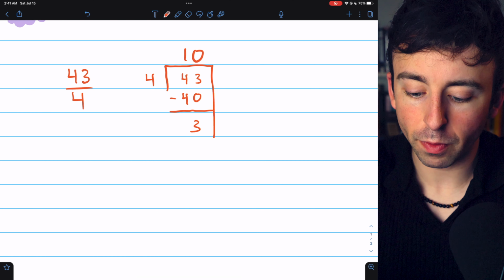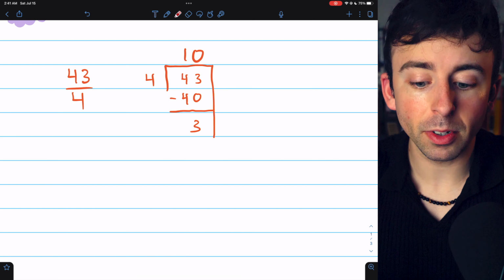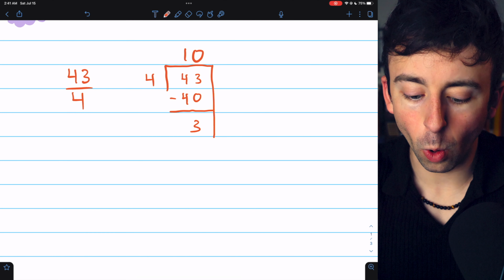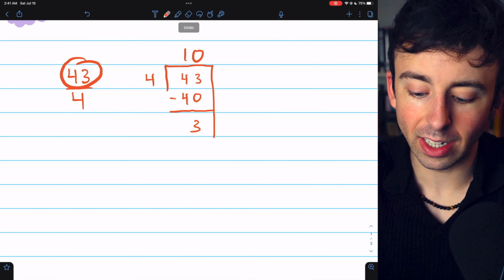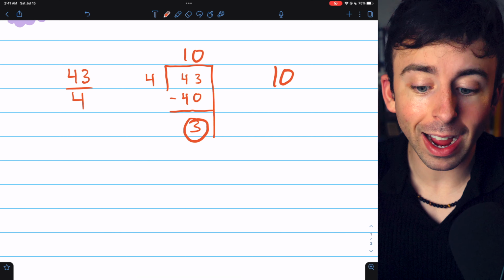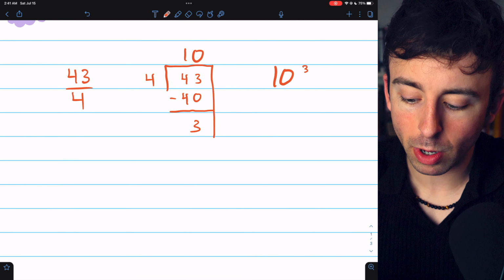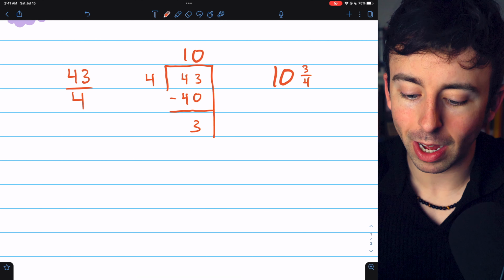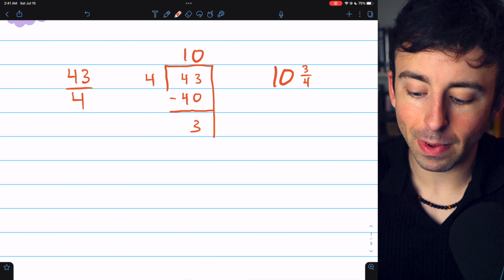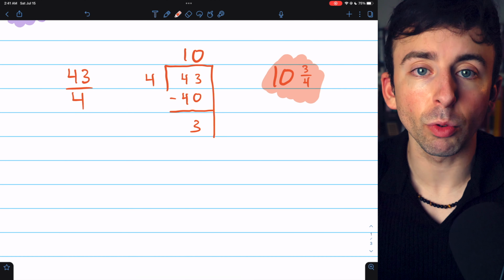That leaves a remainder of 3, and now we move on to step 2, where we write the whole part, 10, that's how many whole copies of 4 went into 43, and then we write the remainder as the fractional part. The remainder is 3, which still needs to get divided by the 4, and that's our answer. 43 over 4 as a mixed number is 10 and 3/4.